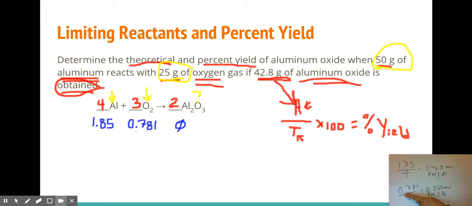Then I'm going to do the same thing for the oxygen. So take 0.781, divide by 3, because that's the coefficient that I see for oxygen, and that's going to tell me that I have 0.260 moles for 1 oxygen in the reaction. I can now compare these two values because I'm comparing 1 O2 to 1 aluminum for what I have in the reaction here. If I look at those two numbers, this number is smaller. So what that tells me is that oxygen is my limiting reactant.